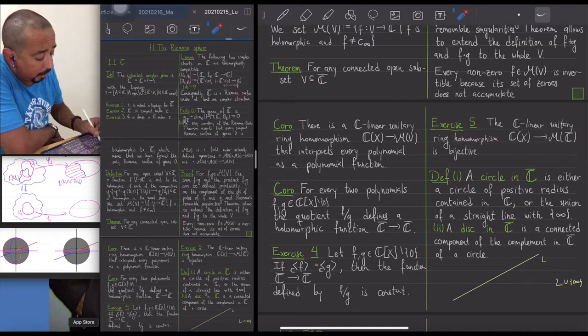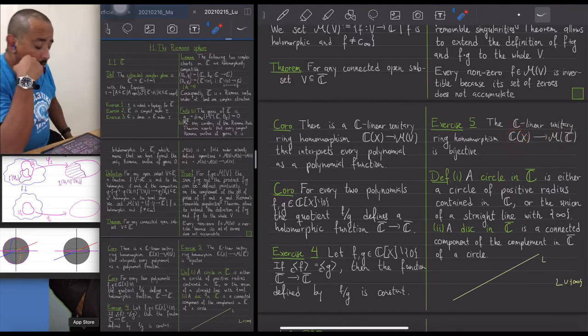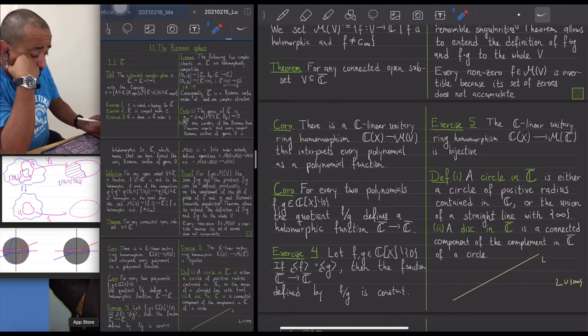Because on the other hand, we already have an injective C-linear ring homomorphism. So this is very nice: meromorphic functions on C-bar are precisely the rational functions. Okay, so that's as far as it goes about C-bar as a Riemann surface.